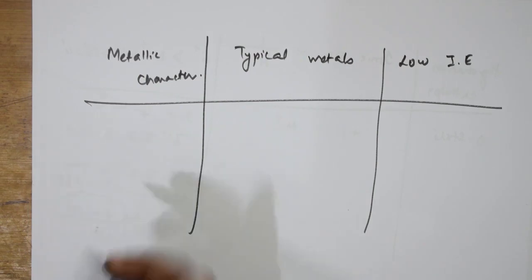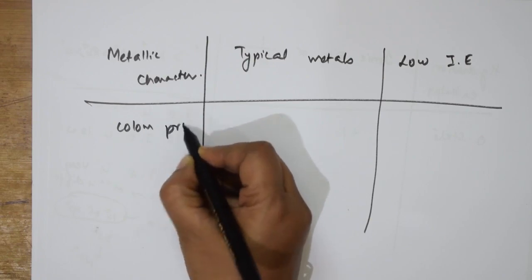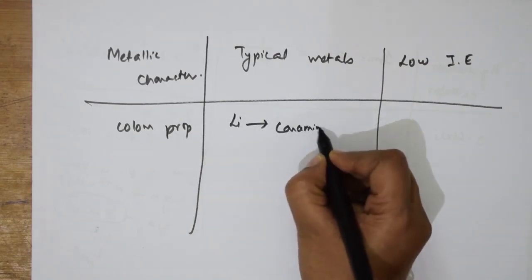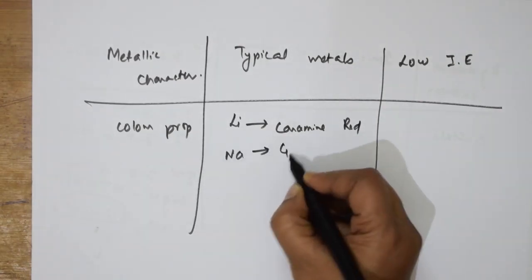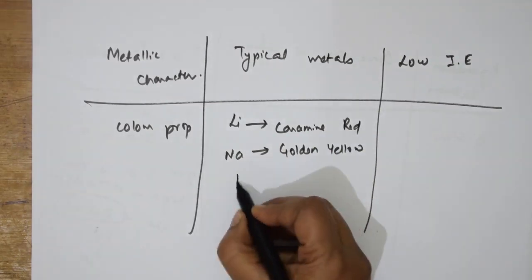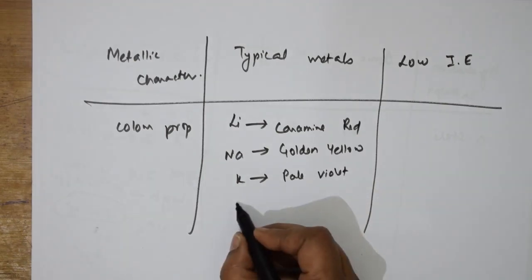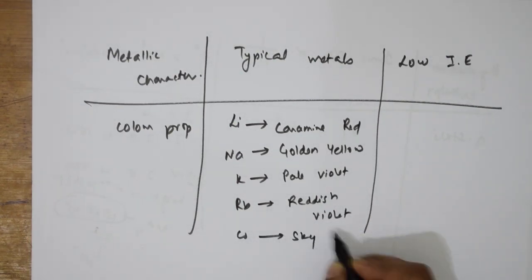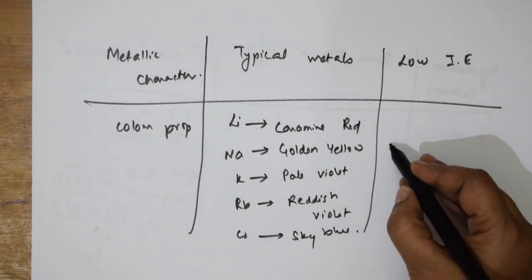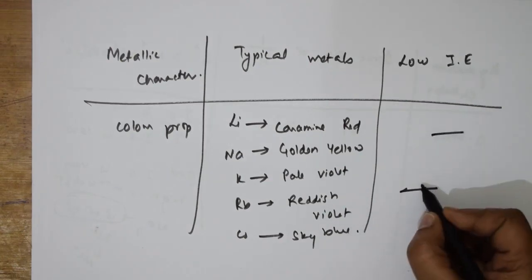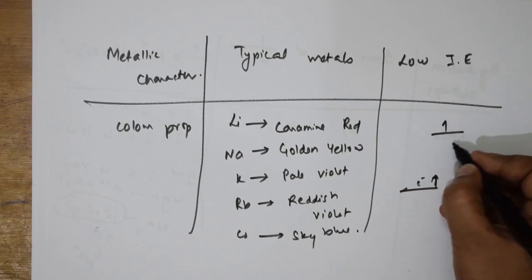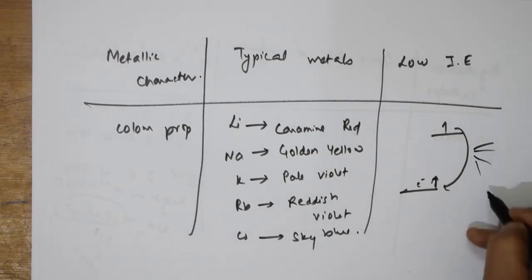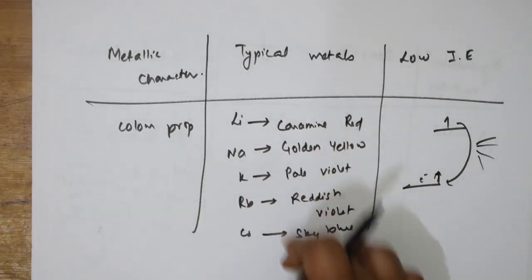Next important thing is the color property, or the flame test property. Yes, alkali metals are all colored. Let us see the color. Lithium is carmine red. Sodium is golden yellow in color. Potassium is pale violet. Rubidium is reddish violet. Cesium is sky blue in color. Why are they showing so many colors? Because the electrons jump from the lower level to the higher level, and after some time they jump back to their ground state. When they jump back, they emit light of a particular frequency. This is the reason for them to show the color property.